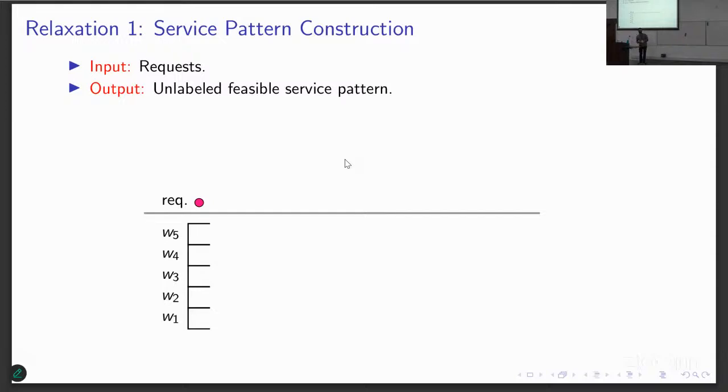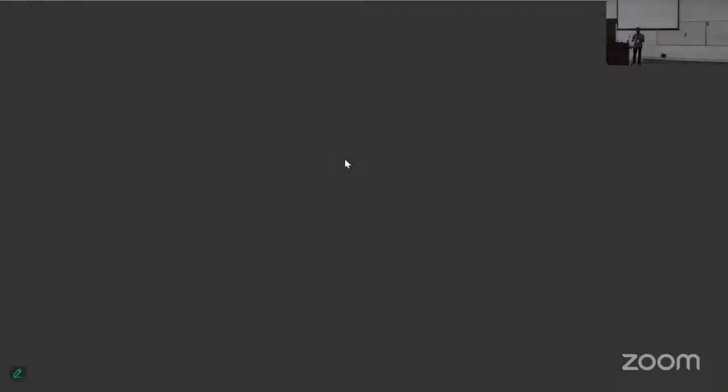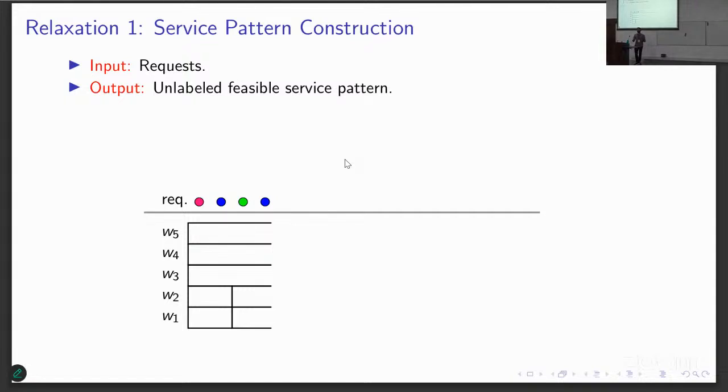In this problem, the input is a request sequence that arrives online. The points represent the request sequence, and the output is an unlabeled feasible service pattern. So you're not satisfying the requests, you're just outputting a service pattern that has to be feasible. There are a couple of things to notice here.